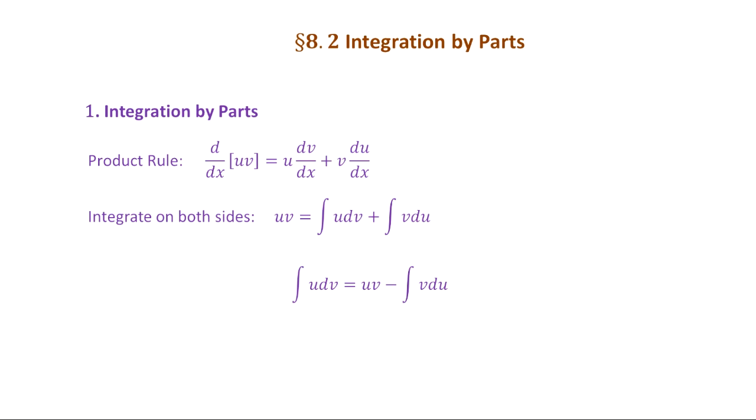So now rewrite this by separating the integral of u dv on the left, and then on the right you're going to get u times v minus the integral of v du. So this is the formula for integration by parts.